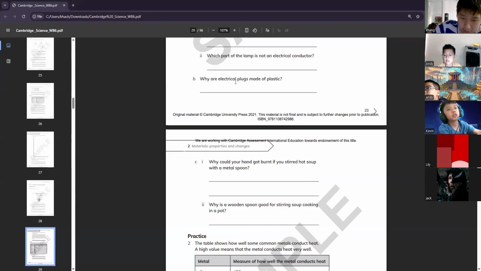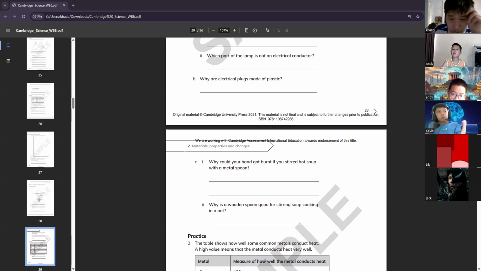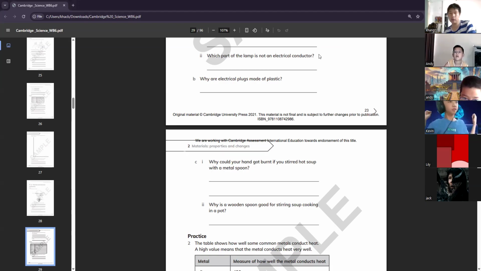Why would your hand get burnt if you stirred hot soup with a metal spoon? Because the temperature of the hot soup will be passed into the metal spoon and into your hand. It will get burned. So yeah, that is true. You will probably get burnt if you did stuff like that. So, I would suggest you don't stir hot soup with a metal spoon and use something more like a wooden spoon.